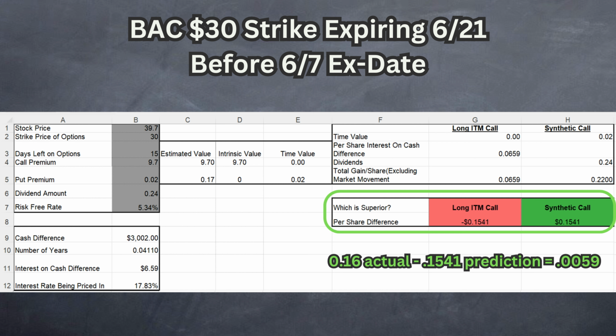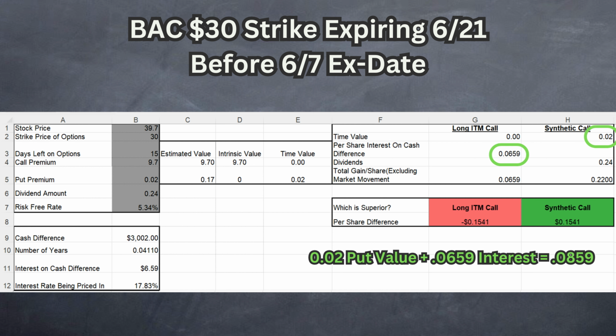Even before looking at the X-date numbers, we could tell that early exercise was optimal. All we have to do is get the estimated time value of the call without the dividend, which again is the time value of the put plus the interest on the cash difference, which comes out to about 9 cents.